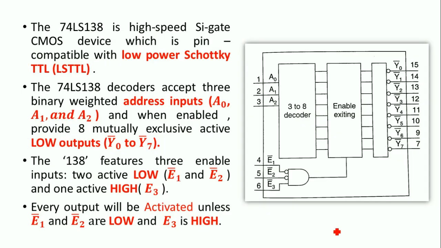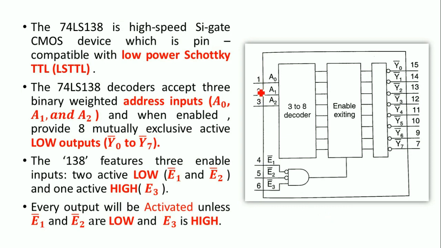This 74LS138 is a high-speed silicon gate CMOS device, which is pin compatible with low-power Schottky TTL logic. So that is why here we are calling this one 74LS. Here LS is nothing but low power Schottky. So that is why you are calling it 74LS138. Here this is the internal block diagram of this 74LS138.